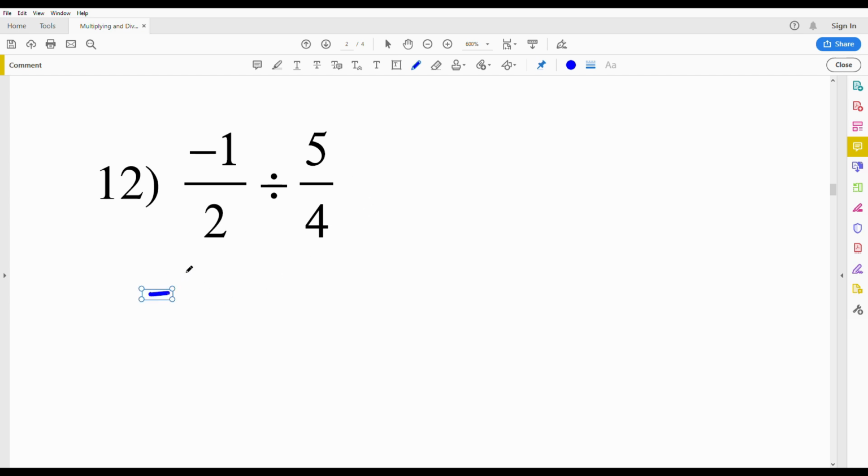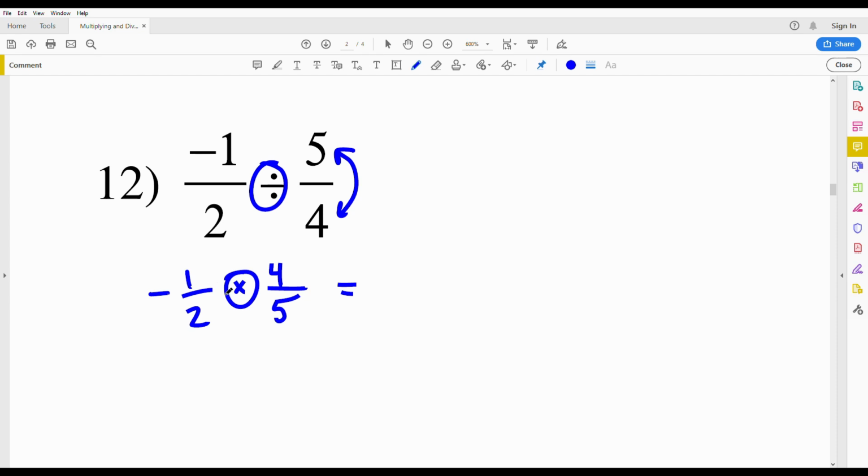So we're going to have negative 1/2, and we're going to multiply that by 4/5. So again, I flipped my fraction, and now we're multiplying as opposed to dividing. And regardless, a negative times positive is also a negative. So we get a negative whether we divide or multiply.